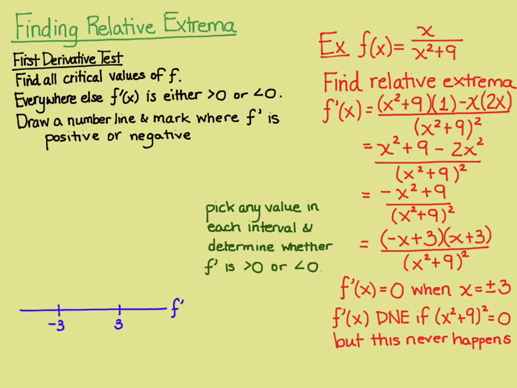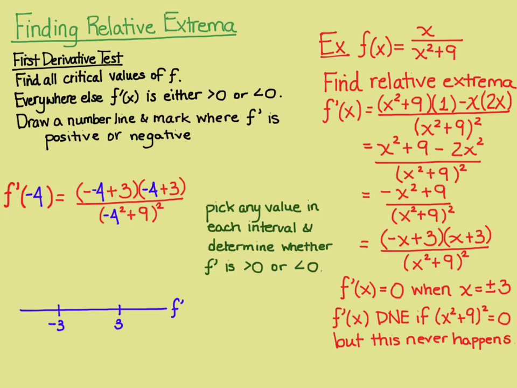If f prime is greater than 0, then I'm going to put a little plus sign in the interval, and if f prime is less than 0, I'm going to put a negative in the interval. So here I've just rewritten the simplified version of my derivative, and I'm going to start by plugging in a number that's in the interval from negative infinity to negative 3, so namely the number negative 4.